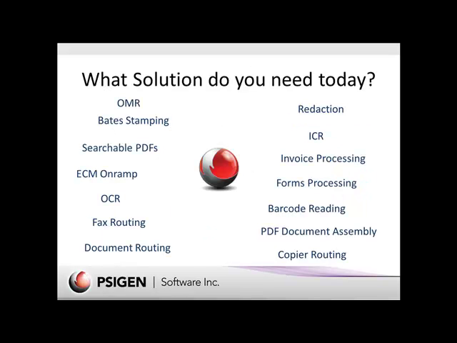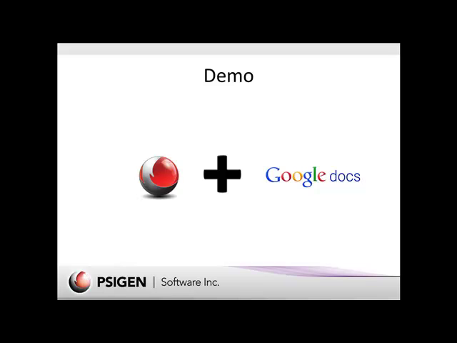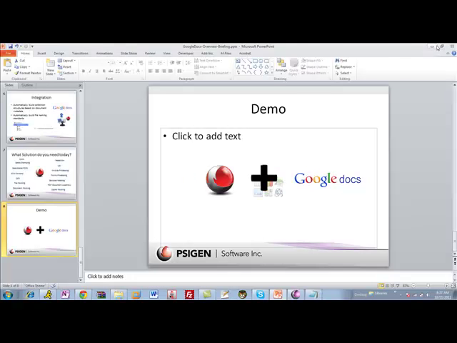Okay? We are really a Swiss Army knife of capture. Pretty much anything you'd like to accomplish, whether it be forms processing, reading barcodes, routing documents from copiers or fax machines. Maybe you want searchable PDFs or the ability to process check forms. Maybe you want to redact documents and publish them publicly. You can do all of that with a single application that you can find within PSI Capture. Okay. So let's go ahead and move into the demo.